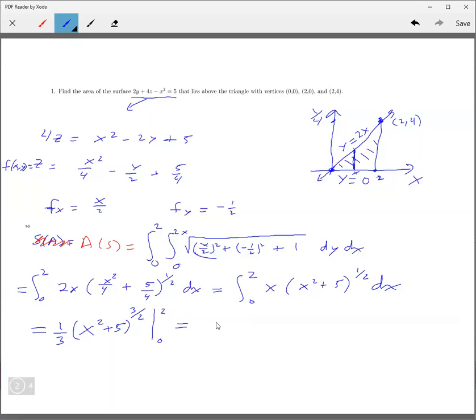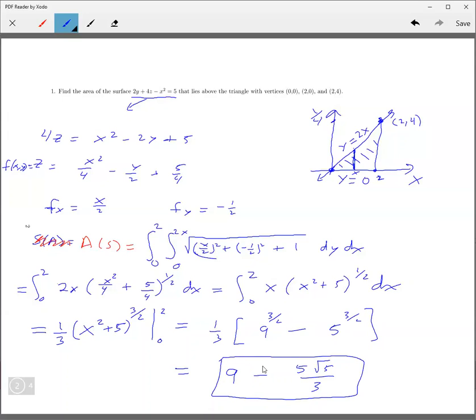So plug a 2 in first. That's going to be 4 plus 5. That's 9 to the 3/2. Minus, and then you plug a 0 in, and you get 5 to the 3/2. And that works out to being 9 minus 5√5 over 3. Okay, so that's the answer right there: 9 minus 5√5 over 3.